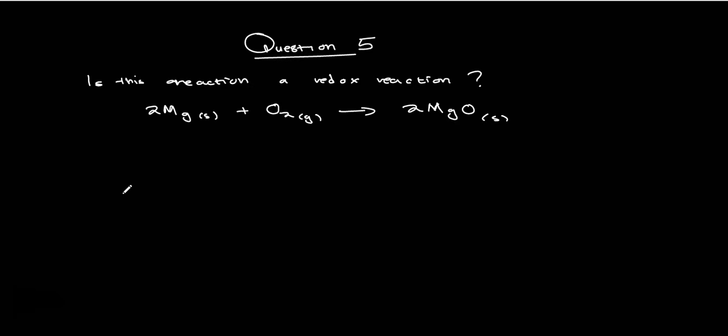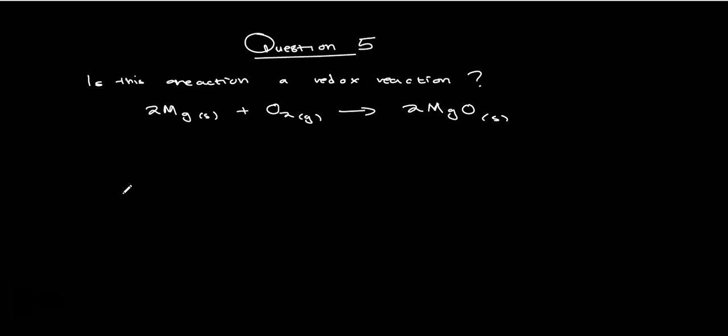So question 5, is this reaction a redox reaction? We've been given a reaction between magnesium and oxygen to produce magnesium oxide. The reaction is already balanced. So now, to know if a reaction is a redox reaction or not, you need first to assign oxidation number to both products and the reactants.